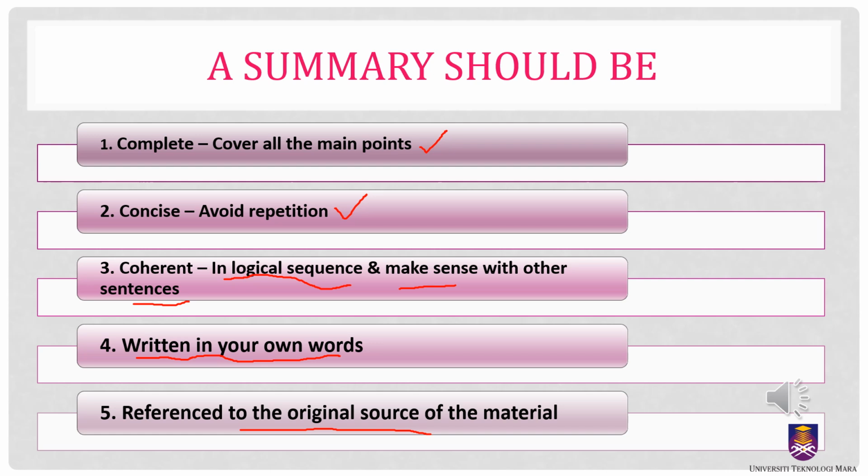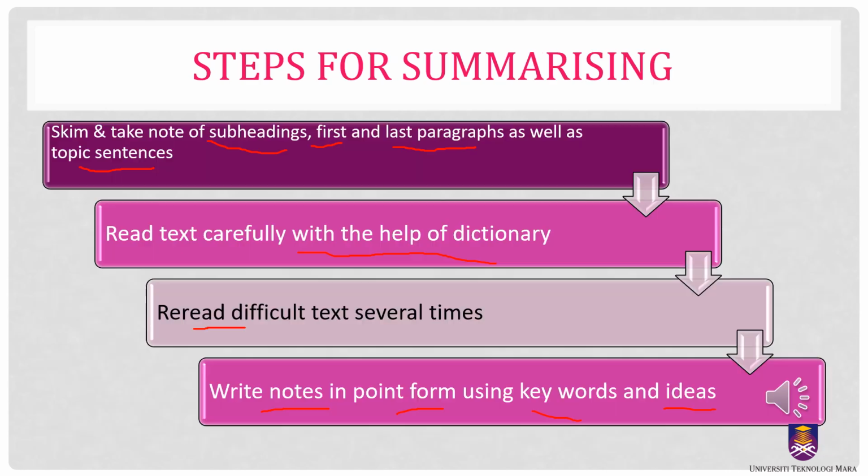A summary should be a complete sentence which covers all the main points, and must be concise. This is to avoid repetition, and it should be coherent in logical sequence and make sense with other sentences. And you must write in your own words, and always give the reference to the original source of the material.